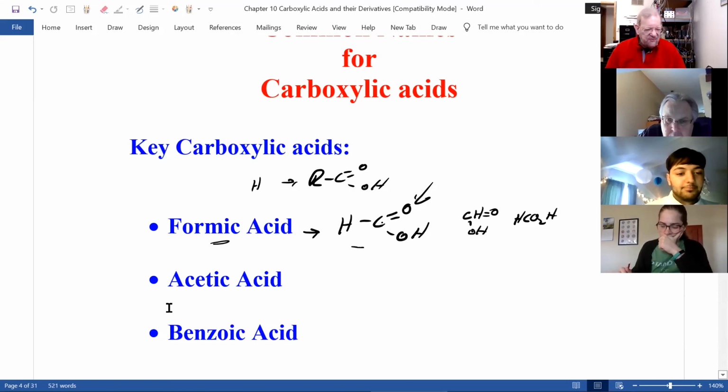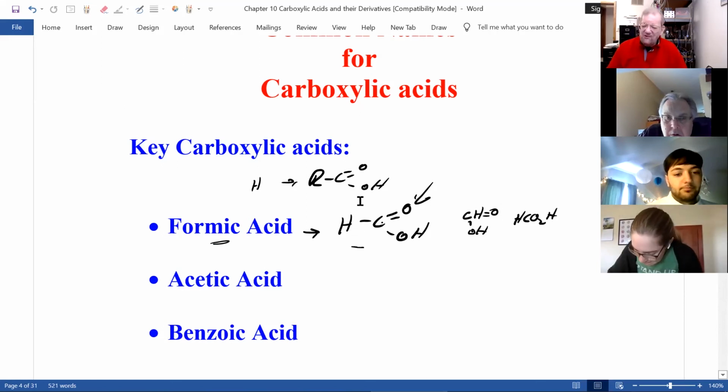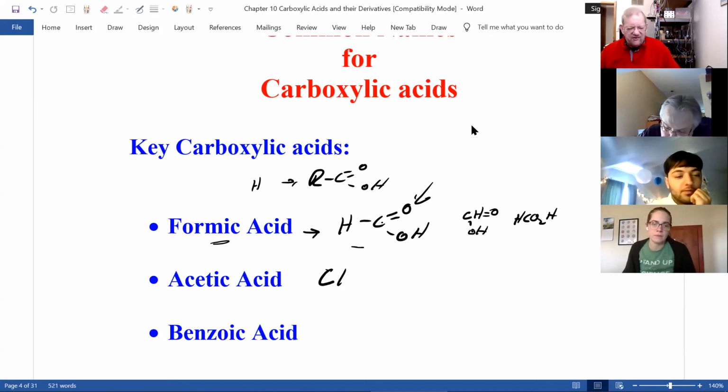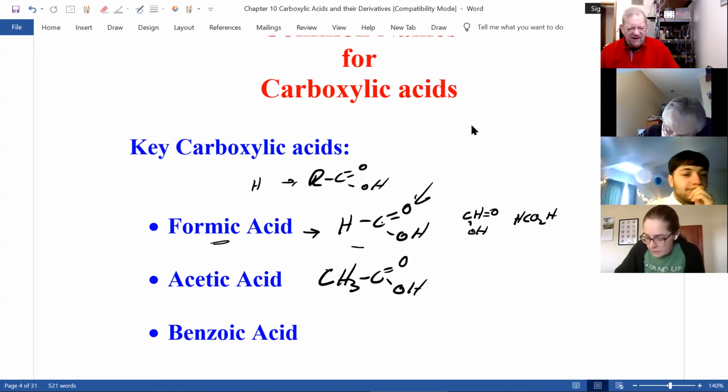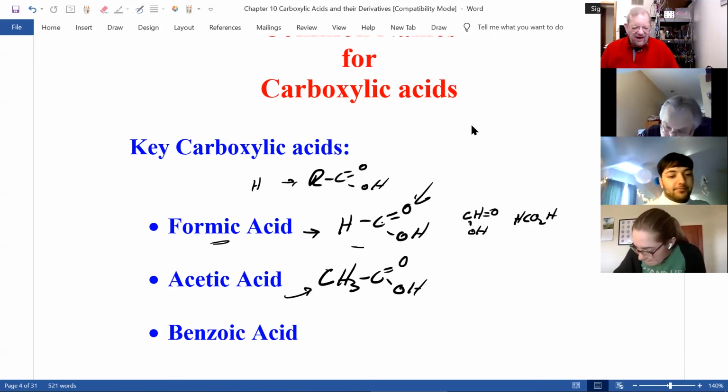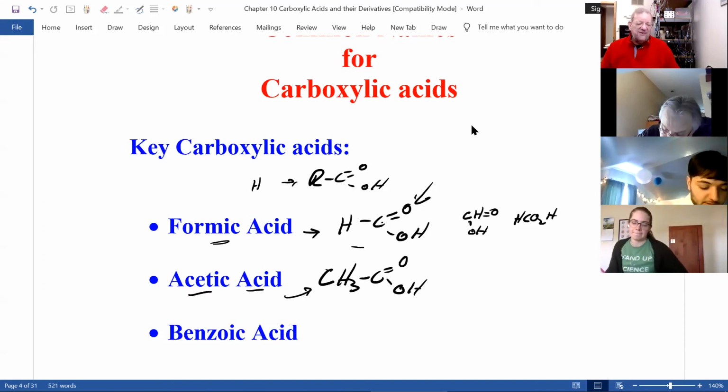Now, the next molecule is acetic acid. And I have some interesting news for you. Most of you have acetic acid in your house. No, I don't. Yes, you do. Let's take a look. Acetic acid is when R is a methyl group. And this is acetic acid. Nobody ever calls it ethanoic acid, the IUPAC name. It's always called acetic acid. How it got that name, I'm not sure, but that's the common name. Now, Dr. White said it's in your house. It is.